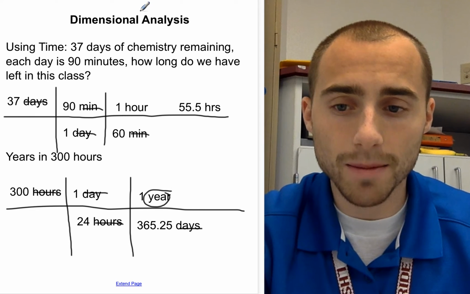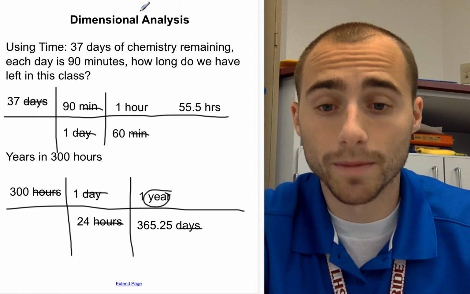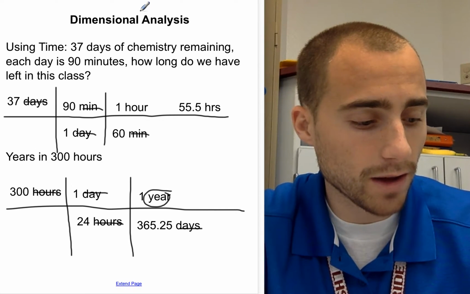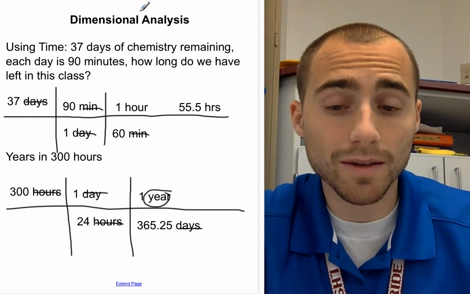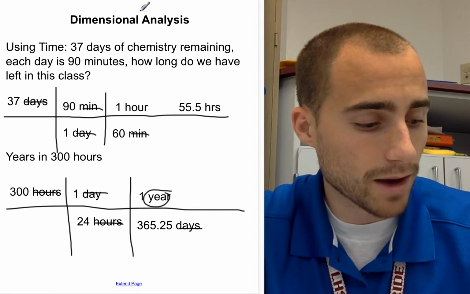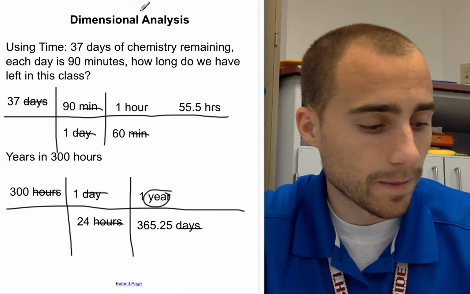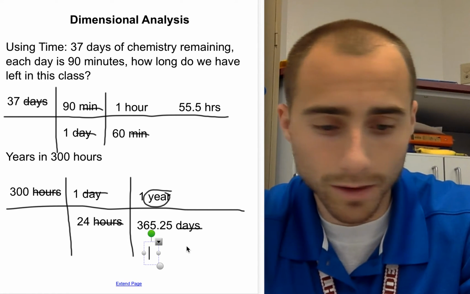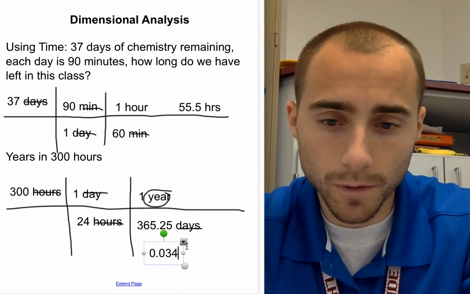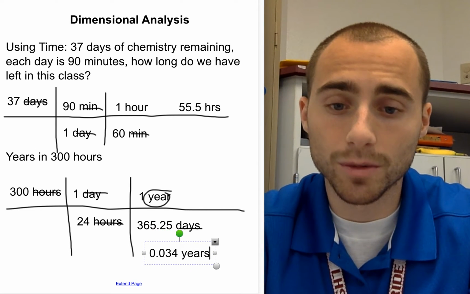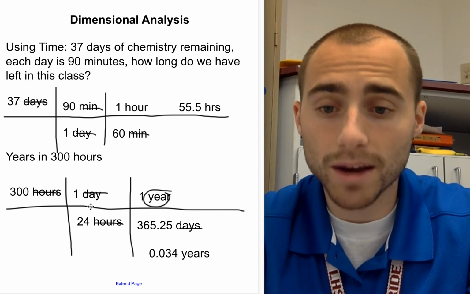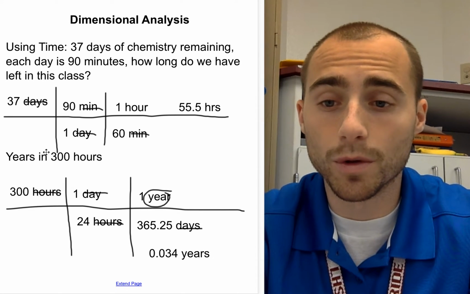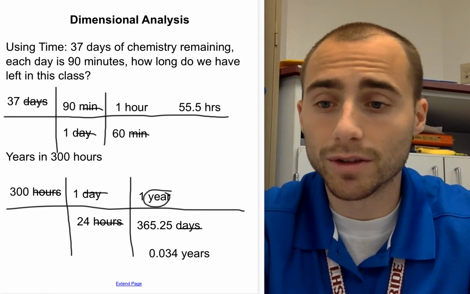Then all we do is multiply the top and divide by the bottom. So on the top, we just have 300. On the bottom, you got to do 24 multiplied by 365.25, which gives you 8,766. So you have to do 300 divided by 8,766. In 300 hours, as you can anticipate, it's a small number of years. It is 0.034 years, our final answer. And we got that because we did 300 divided by 24 times 365.25. So you end up with 0.034 years. So that's how we do dimensional analysis using time.